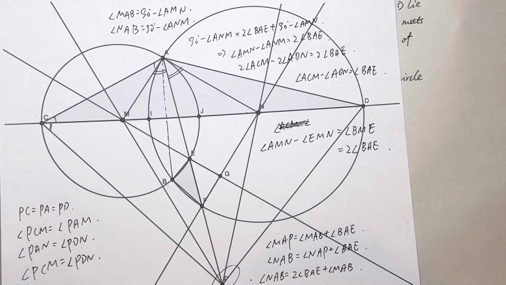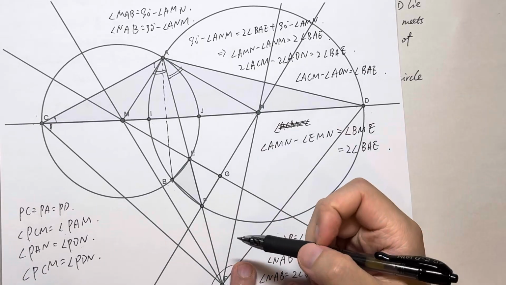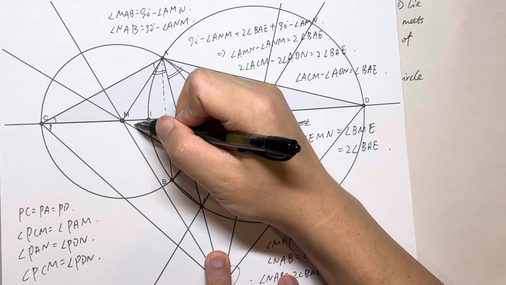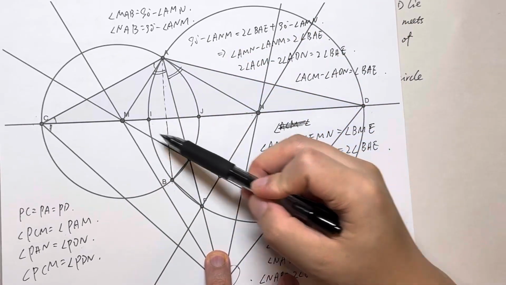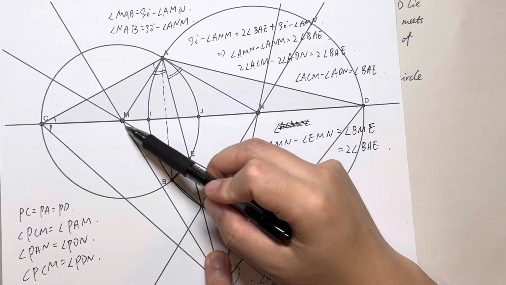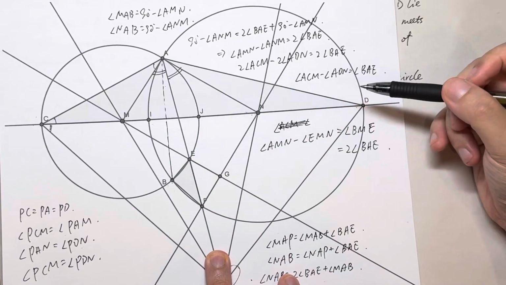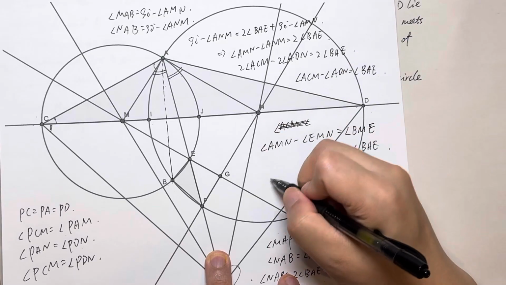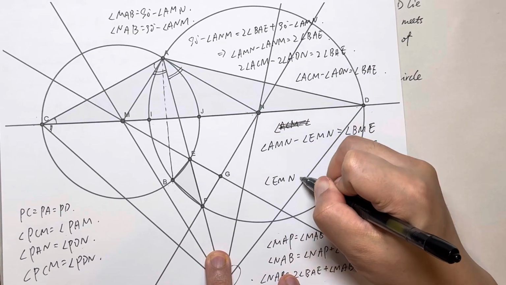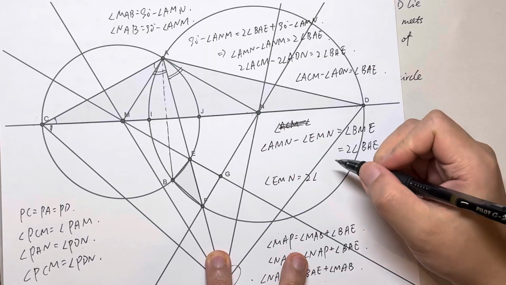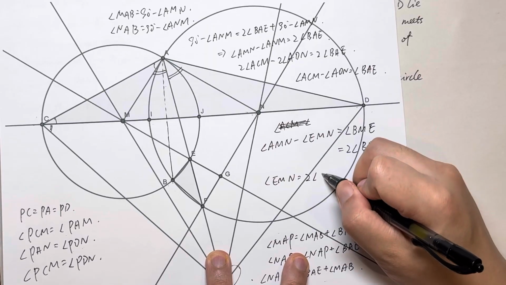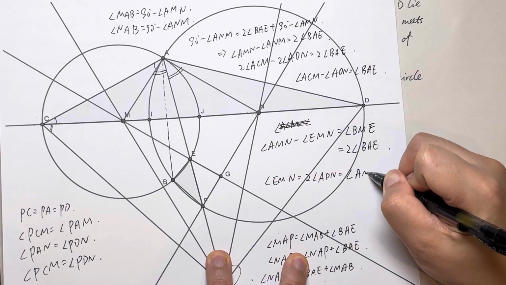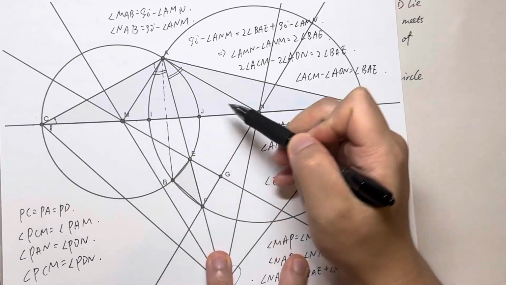Now let's think about what we just did. We have angle EMN equals twice of angle ADN, or equals angle ANM, right? This angle equals to this one.